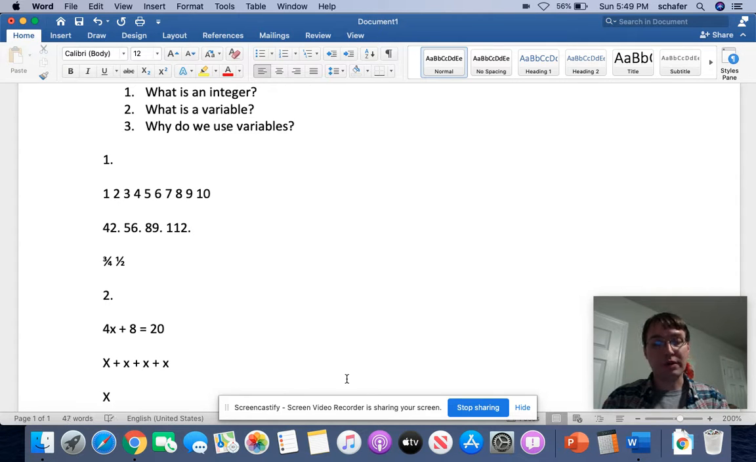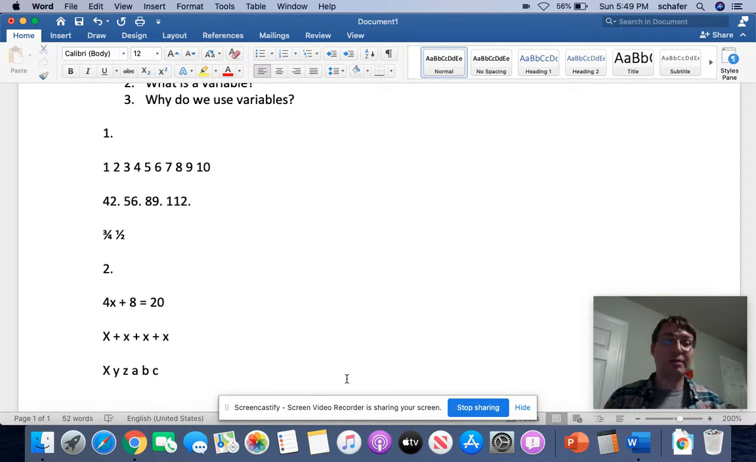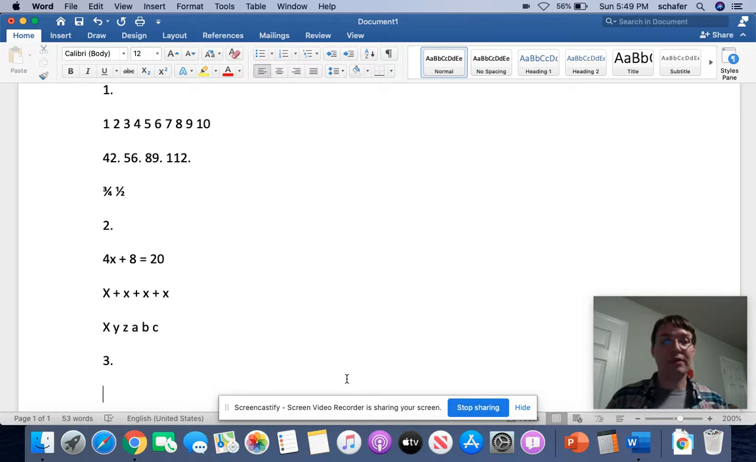Variables are letters, and the letter doesn't really matter, although you usually see X or Y, maybe Z, maybe A, B, and C. But those letters are marking a place where we don't know part of an equation. We don't know a certain number in the equation. So that's what a variable is. It's a placeholder for a number that we don't know. And then why do we use variables? Well, it's simply to help us solve the equation.